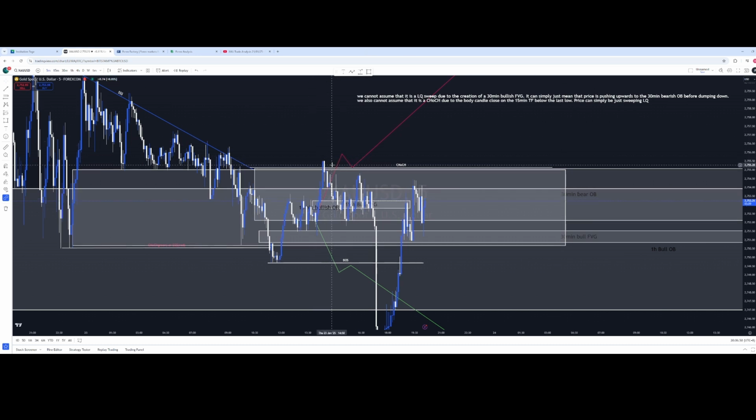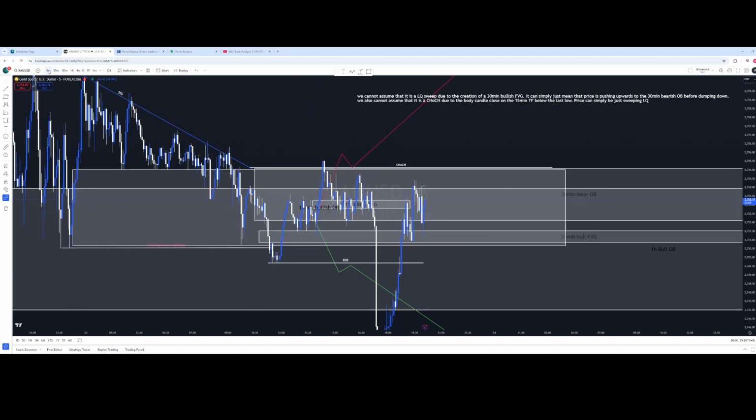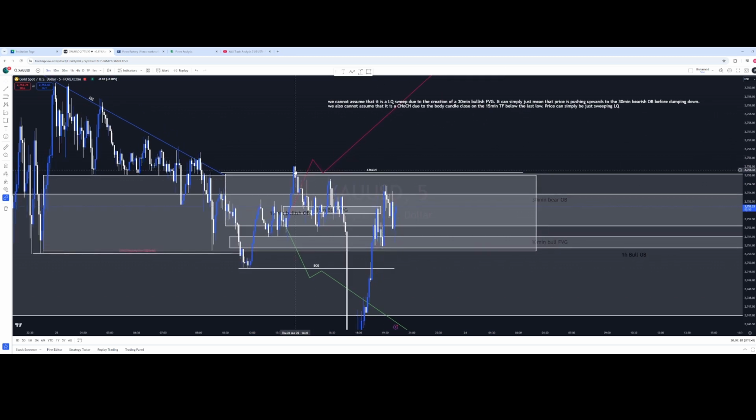On the 5-minute, with a body candle close. On the 15-minute, it's a wick, but on the 5-minute, body candle close. So I'll say it's a change of character, following our plan. So this would be a liquidity sweep, then the change of character happened here. So now we look for a retest.